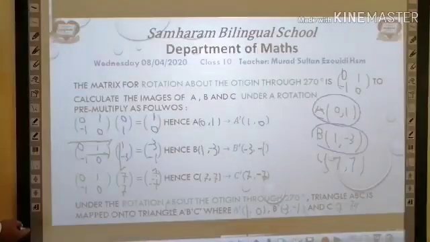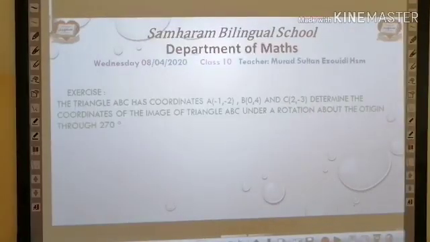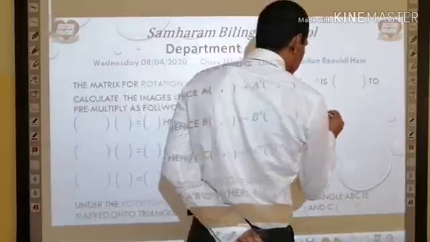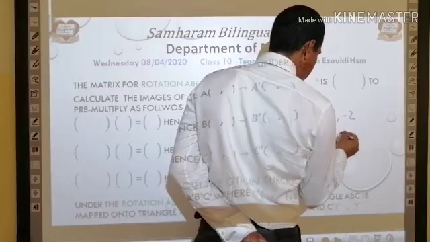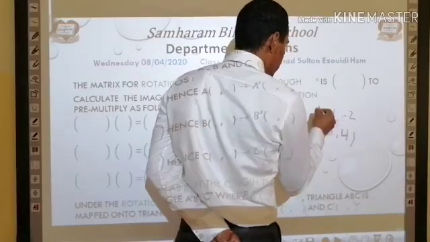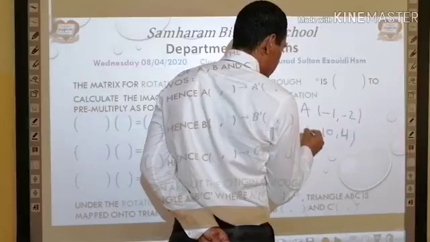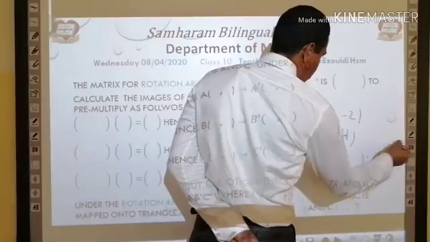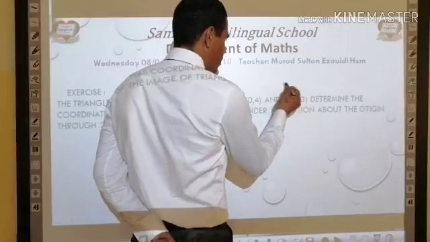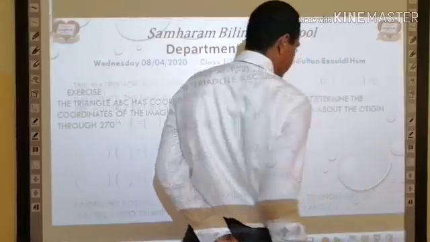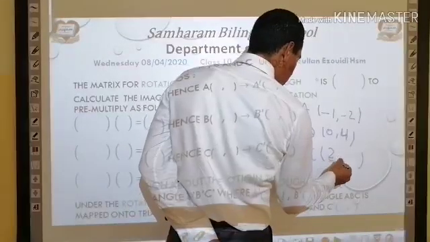Okay, the next one, my kids. Here we have another example. Minus 1, minus 2, 0, 4. Okay, this is A, this is B, and this one is C, with coordinates 2, negative 3.